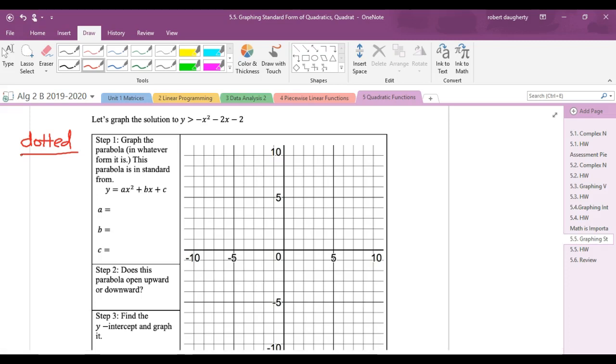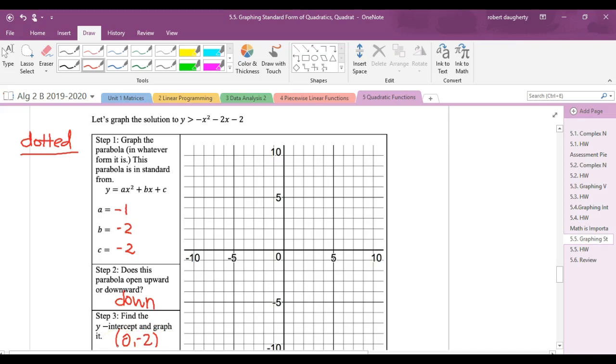Okay? So what is the value of a here? -1. What is b? -2. And c is -2. Does this parabola open up or down? Yeah, this parabola opens down. Okay. What is the y-intercept? -2. If x is 0, this is just a -2. So 0, -2. Okay.